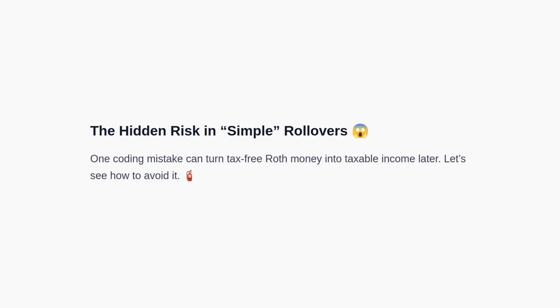To transition, let's expose the hidden risk. Many investors consolidate accounts by rolling an old 401k into a solo 401k. If Roth and pre-tax dollars are commingled or coded incorrectly, especially when the receiving plan lacks a Roth subaccount, the Roth funds can lose their tax-free character. That means unexpected taxes and penalties. Now let's clarify the mechanics.